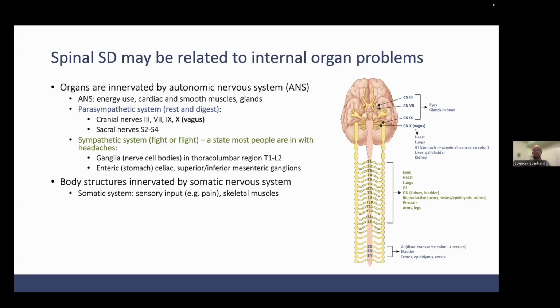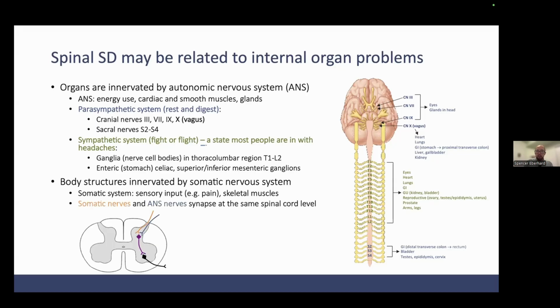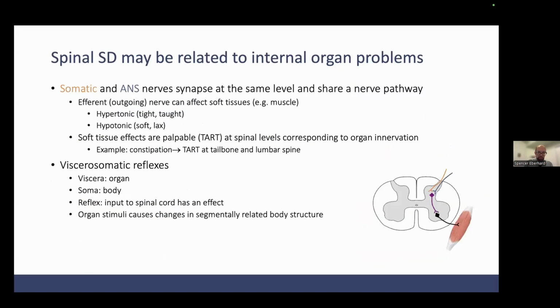And that is everything else in your body that's not part of the spinal cord or the brain. These are the nerves that go to your muscles, or the sensory nerves, like from your skin and things like that, that go back to the spinal cord. So now we have to think about how these things are related. The somatic and autonomic systems, when they come together, synapse in the spinal cord at the same vertebral level, and they can share the same nerve pathway and communicate with the same interneurons within the spinal cord.